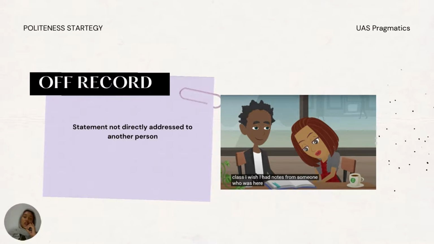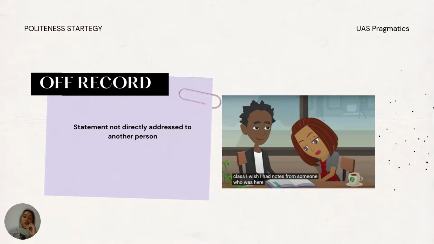Off record is a statement not directly addressed to another person. It means to formulate your FTA in a highly indirect way. For example, Tina could simply cross her arms, look longingly at Tom's notes and say something. Tina says something like, I wish I had notes from someone who was here.